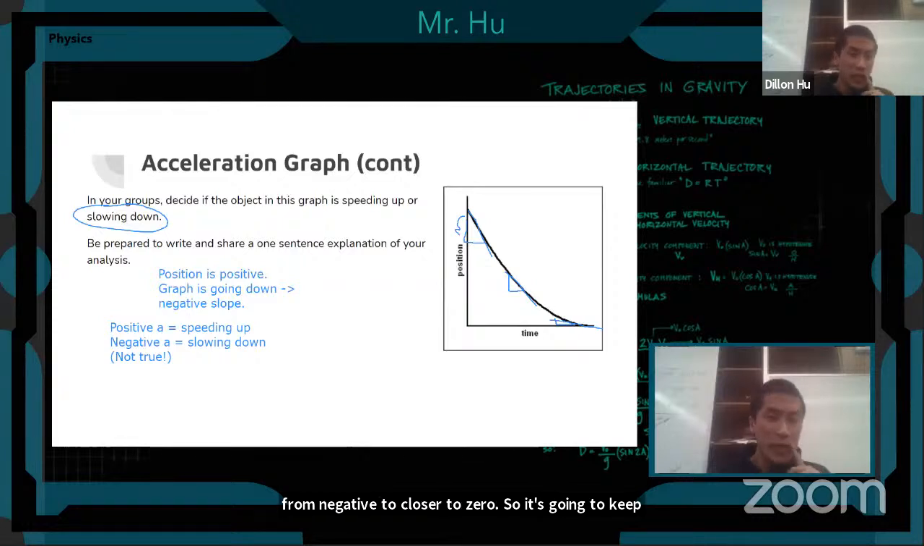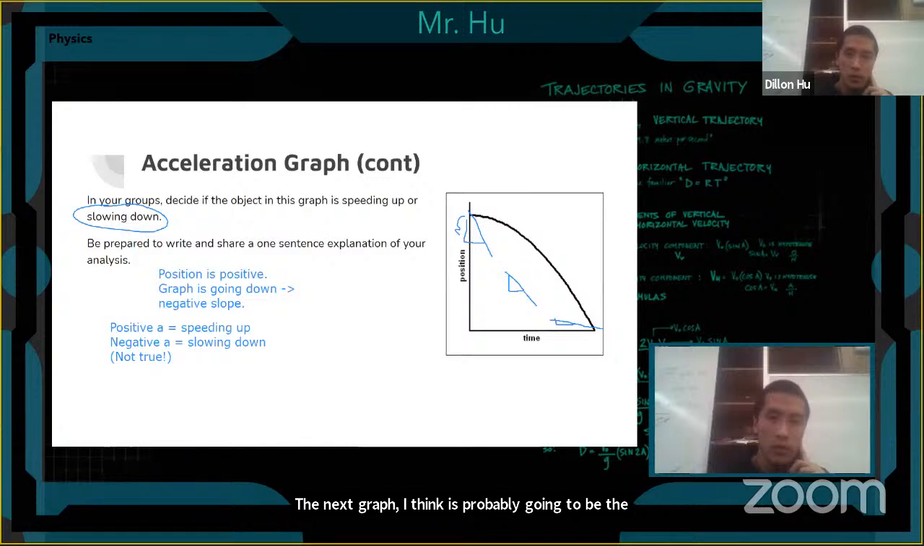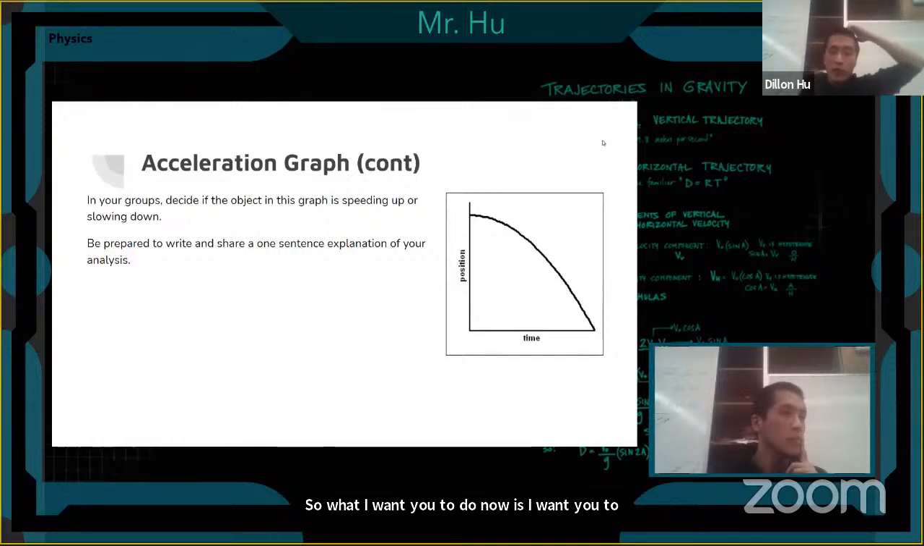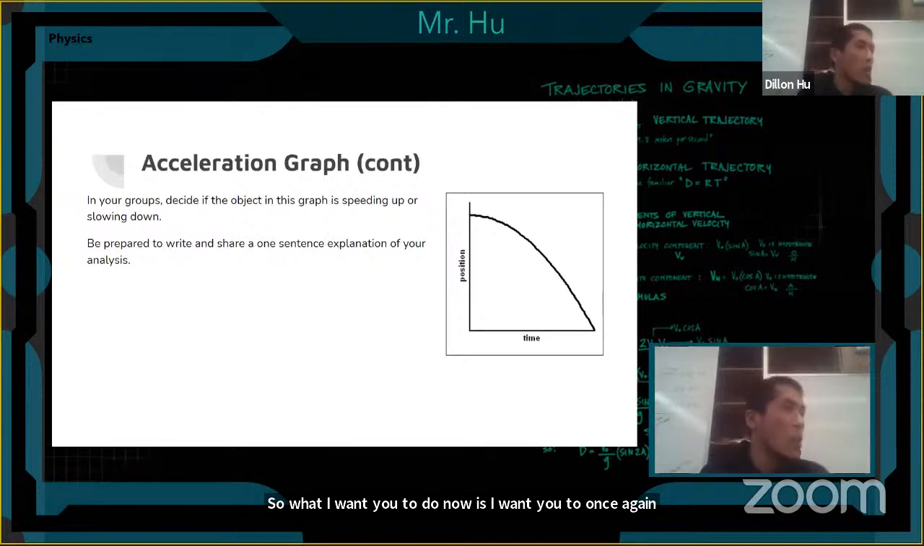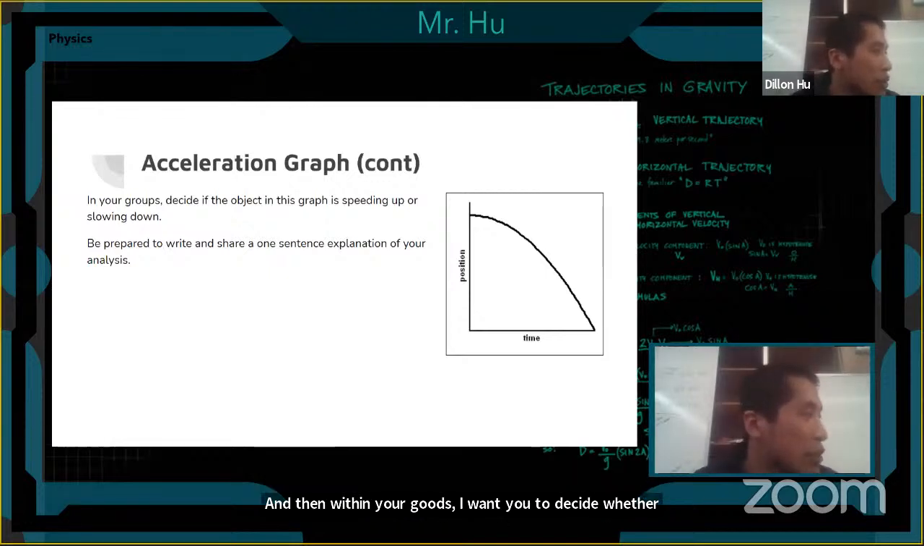So this graph was, I would say, definitely a little bit harder. The next graph, I think, is probably going to be the hardest one. So what I want you to do now is, once again, within your groups, just remember what the graph looks like. And then within your groups, I want you to decide whether the object is speeding up or slowing down.